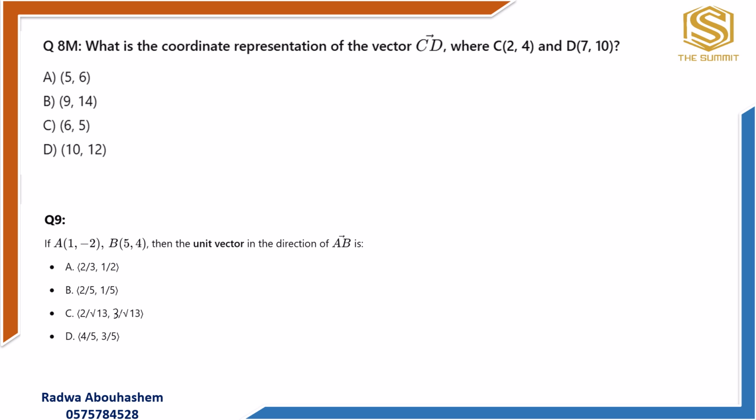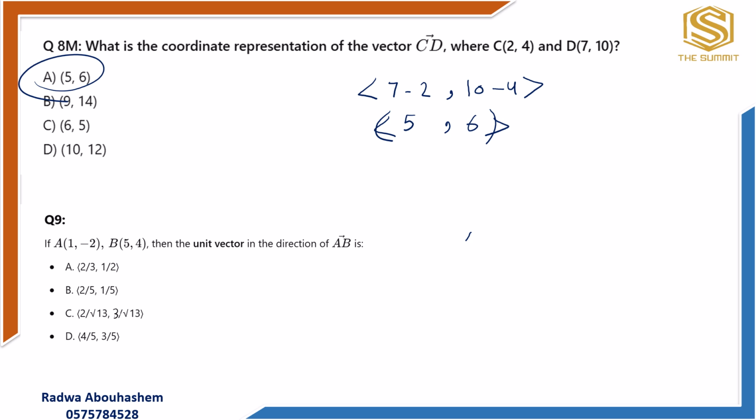So let's try to solve some problems over what we have discussed now. What is the coordinate representation for the vector CD, where C is (2, 4) and D is (7, 10)? So here, let's do end minus start. So it would be 7 minus 2 and 10 minus 4. So 7 minus 2 is 5 and 10 minus 4 is 6. So my answer is (5, 6).